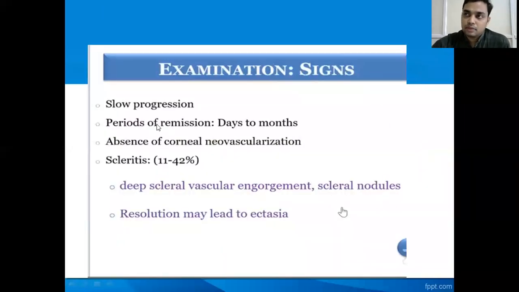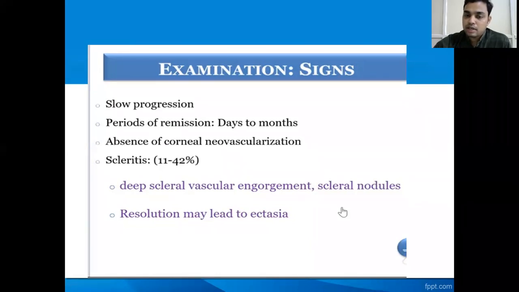So it is a slow progressive disease. There are periods of remission in between the active disease. It lasts for days to months, and there is an absence of corneal neovascularization in this acanthamoeba keratitis. And the sclera is involved in 11 to 42% as scleritis. There is deep scleral vascular engorgement and scleral nodules are seen.